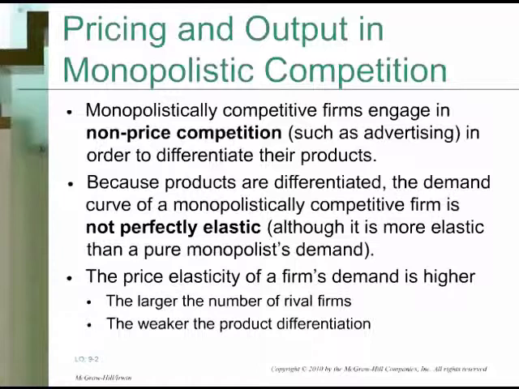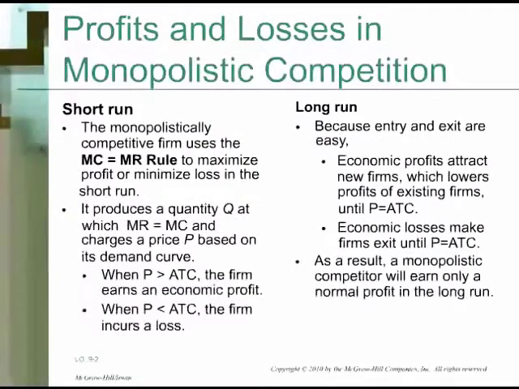In the short run, the monopolistically competitive firm uses the MC equals MR rule to maximize profit or minimize loss. It produces a quantity Q at which marginal revenue is equal to marginal cost, and charges a price P based on its demand curve. When price is higher than average total cost, the firm earns an economic profit. When price is below the average total cost, the firm incurs a loss.